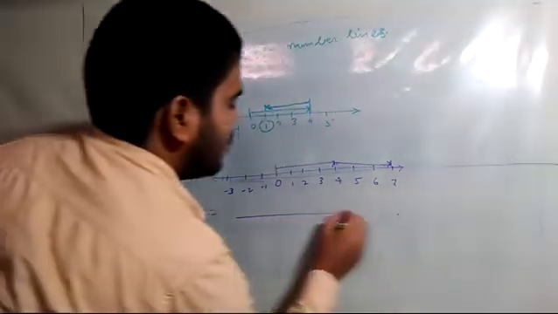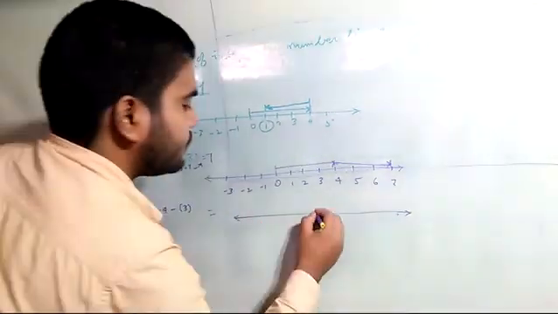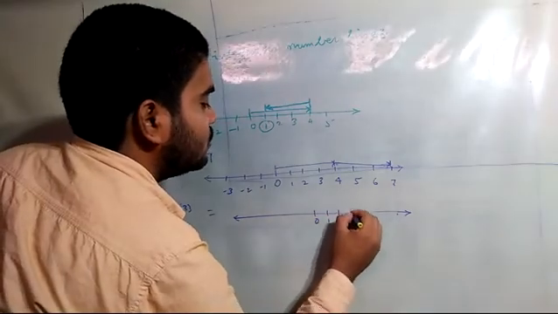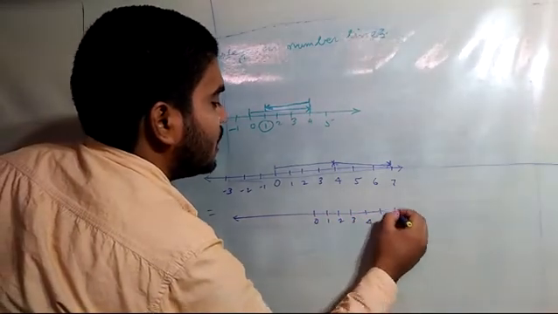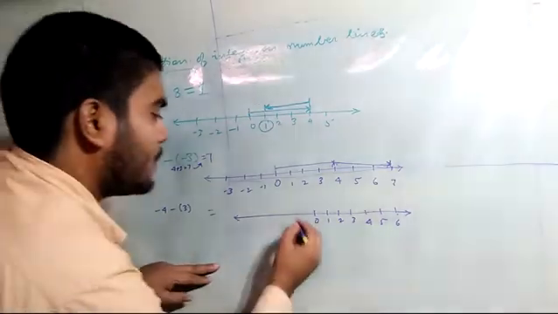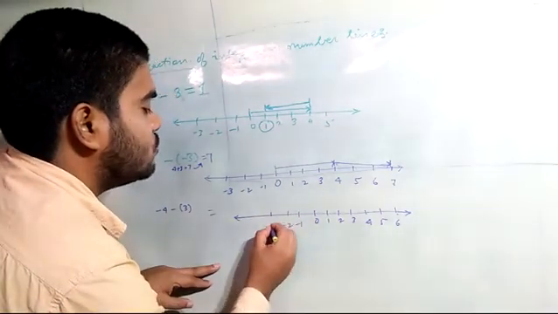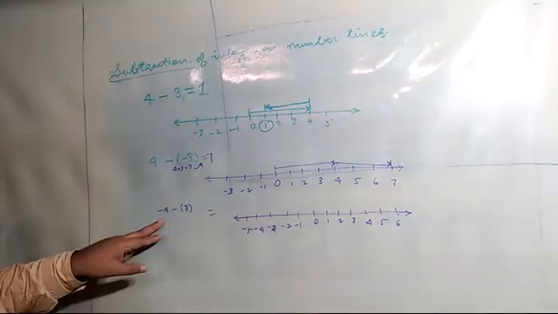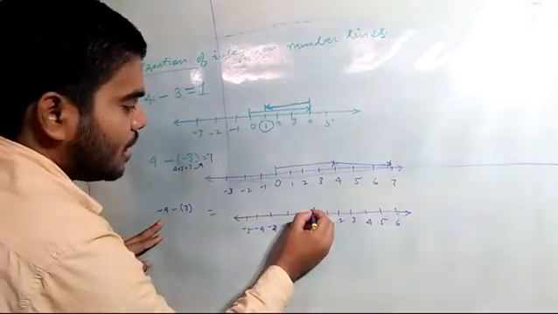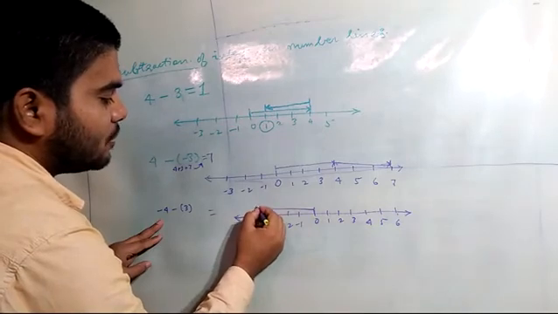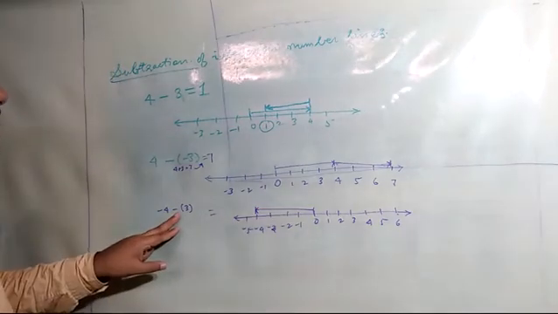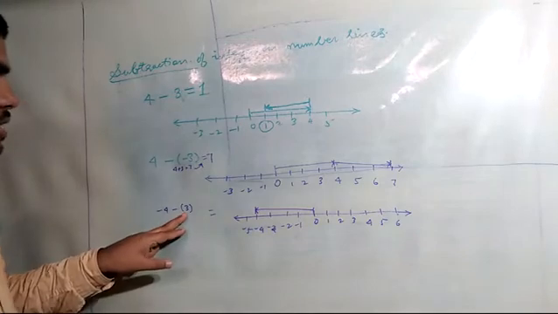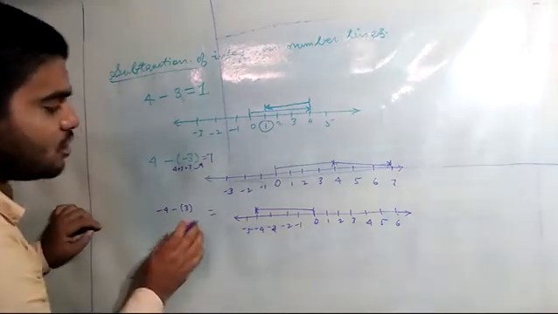Again you will draw one line. 0, 1, 2, 3, 4, 5, 6. Minus 1, minus 2, minus 3, minus 4, minus 5. Now you are having first number minus 4. So 0 to minus 4 means here you reached up to here. Then you are having subtraction of plus 3. Subtraction of positive number.